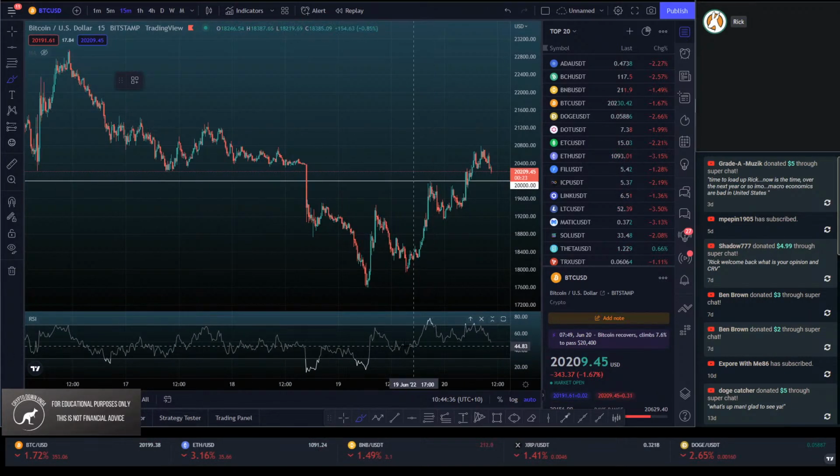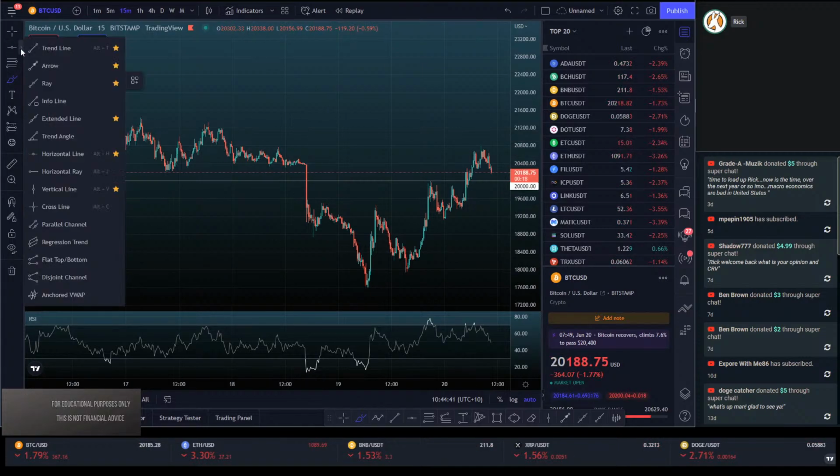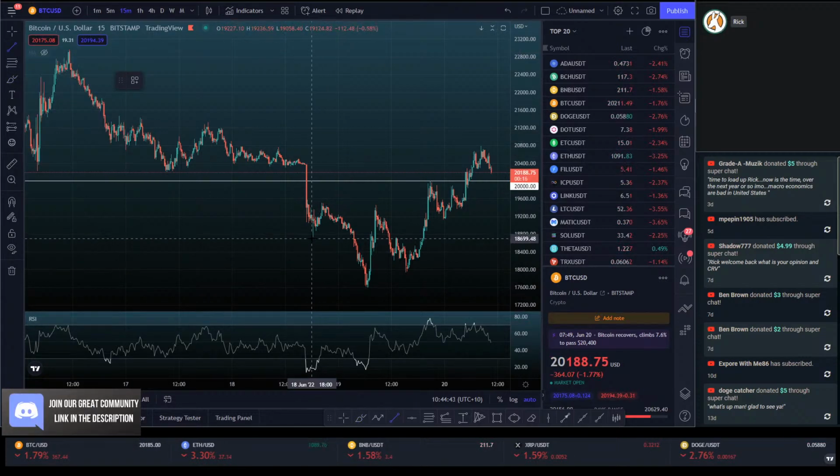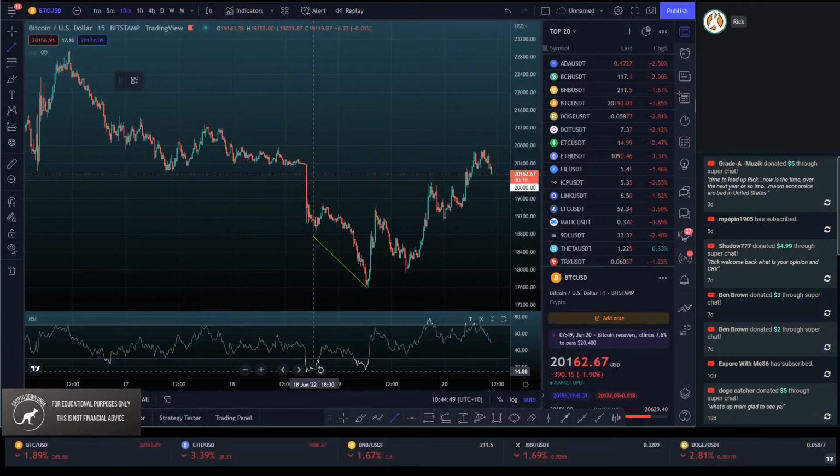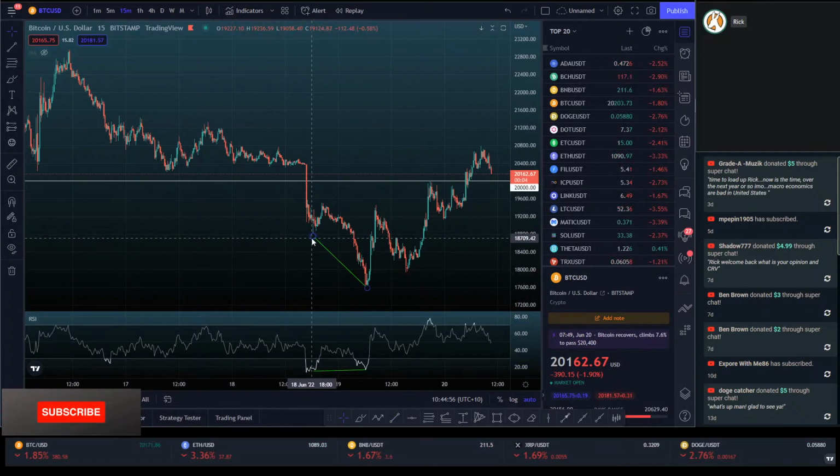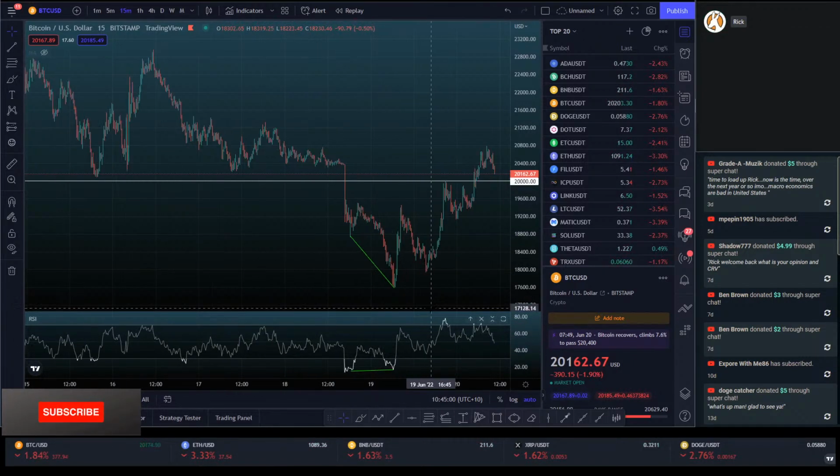Like you can see there was some bullish divergence. This is the 15-minute chart, by the way. You've got a low here and a low here that corresponds to this low on the RSI and up to that low on the RSI. So that's bullish divergence. Lower lows on price, higher lows on RSI.